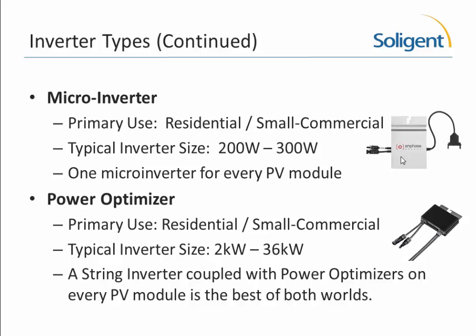Similar to a power optimizer, say a SolarEdge, used in residential and small commercial also, 2 to 36, they have a 33.3 SolarEdge inverter available now. The SolarEdge inverter is something between a micro and a string inverter. You use an optimizer, one for every module, 20 modules, 20 optimizers, plus an inverter.